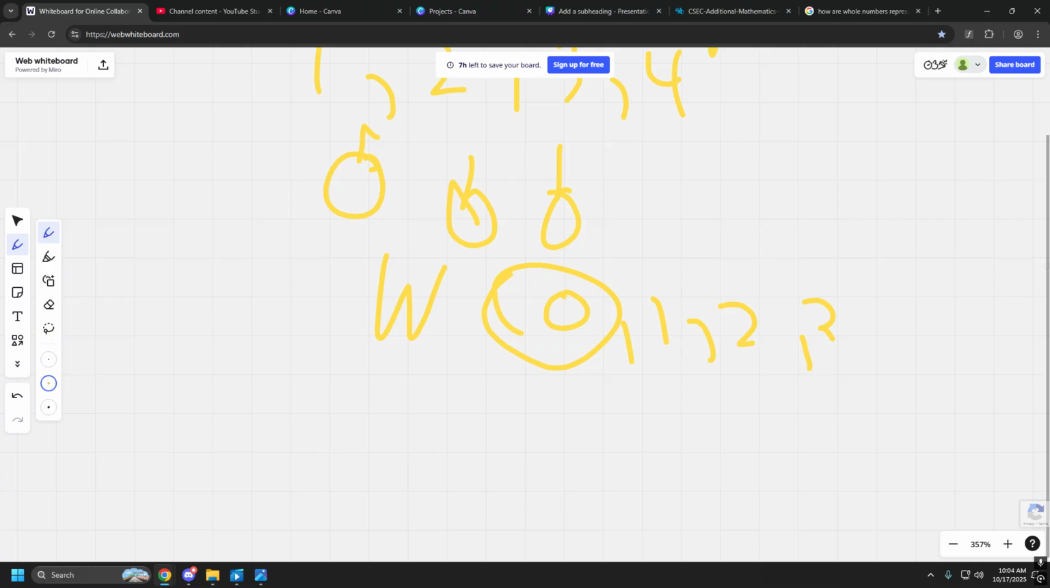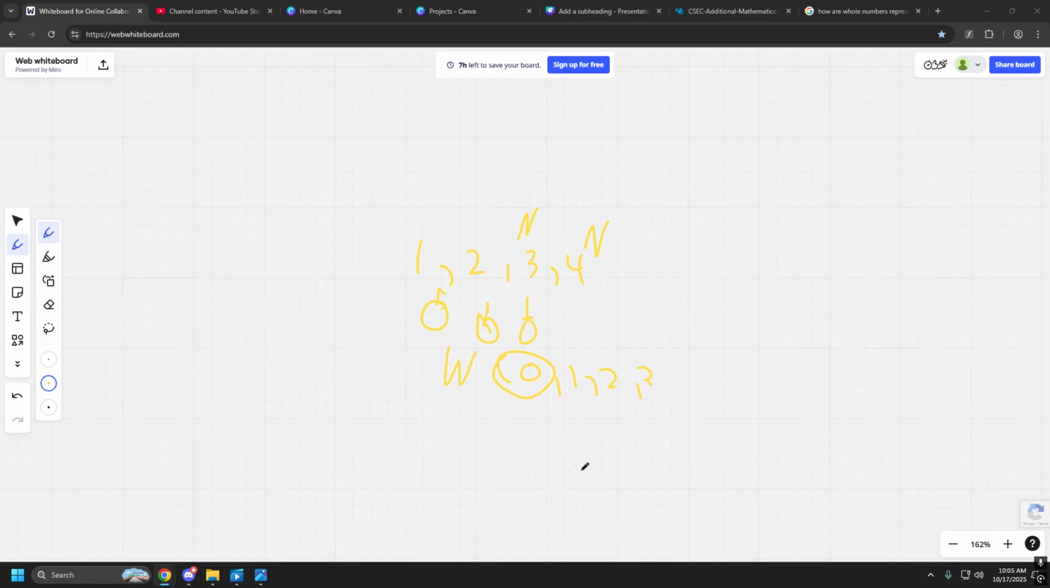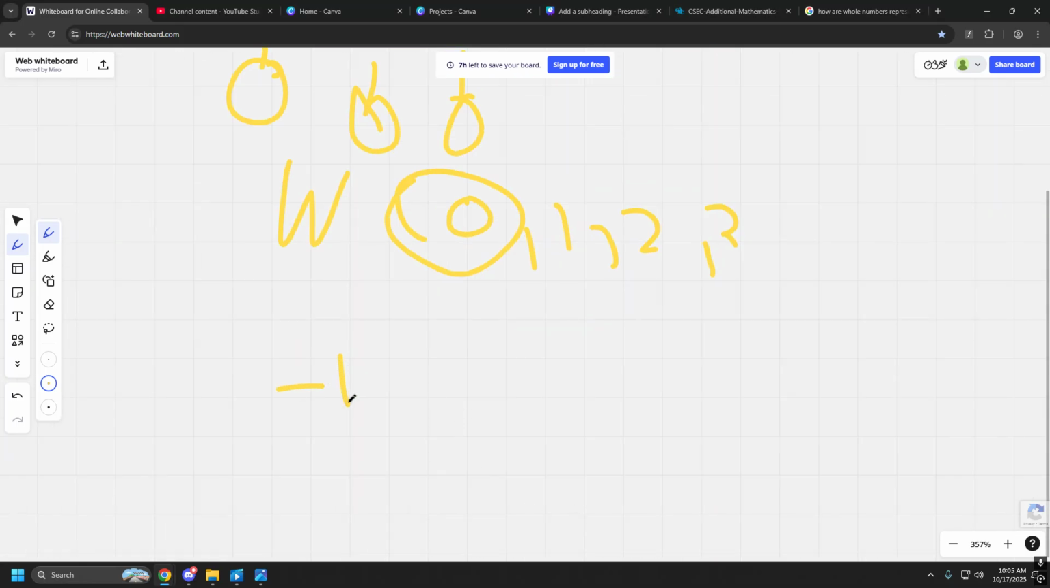Okay, but even with whole numbers, we still can't describe things like depths or temperatures below 0. So they decided to introduce integers. So integers would be numbers like -1, -2, 0, 1, and 2, right? And the integer symbol would be Z, okay?